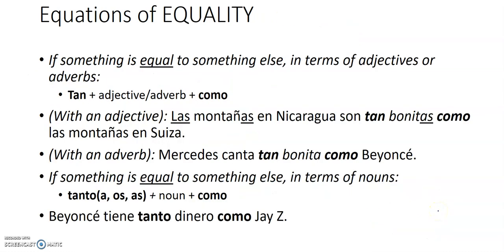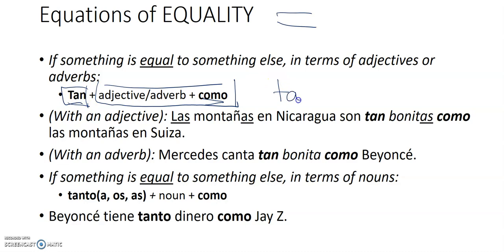Okay, and if we have an equation of equality, then what we do is we still have the same formula, but we've got different constants. We've still got adjectives, adverbs, and this time we're going to use como. And we're putting tan in front of the como also. Tan and como are like best friends. These guys do patterns together all the time.